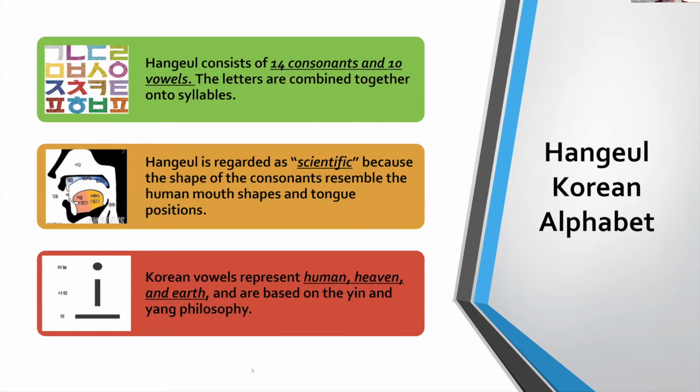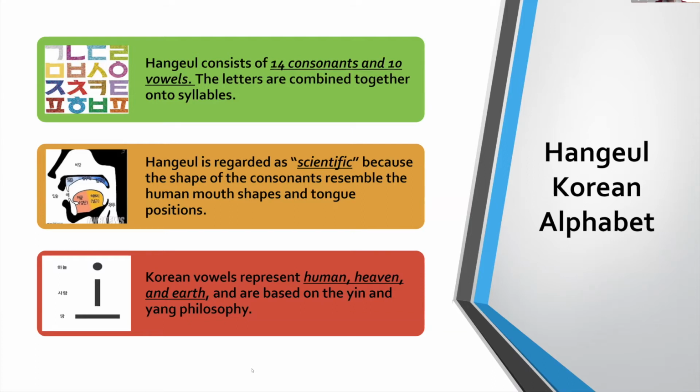And the characteristics of Hangul, you have to memorize three things. Hangul consists of 14 consonants and 10 vowels, 14 plus 10, remember? And Hangul is regarded as scientific because the shape of the consonants resemble the human mouth shapes and tongue positions.